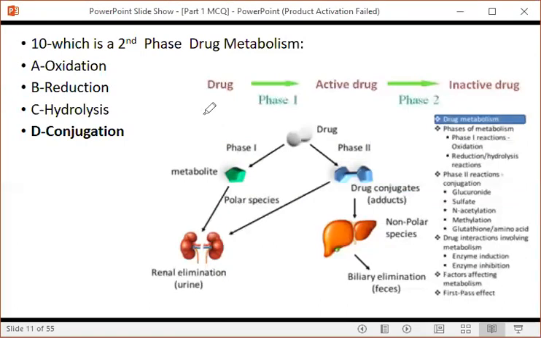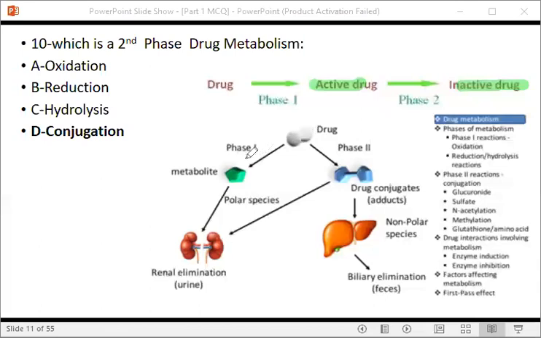Which is a second phase drug metabolism? Okay, this is actually a very mean question, and it is unexpected to be seen, but they were not going to ask more than this, guys. Drug will enter two phases. The first one is phase 1, the active phase, with phase 2, the inactive phase. So this is the drug.